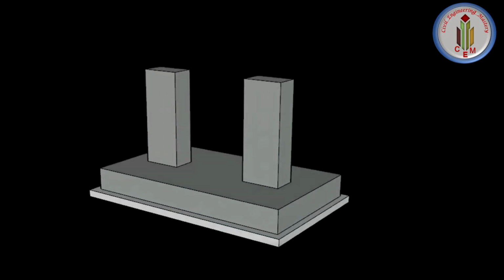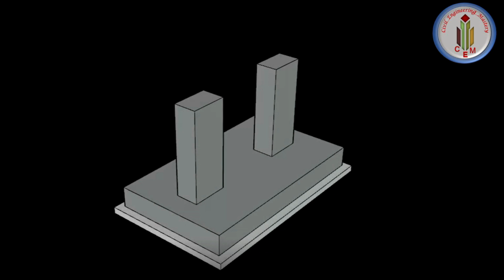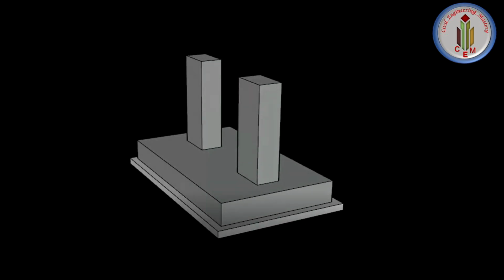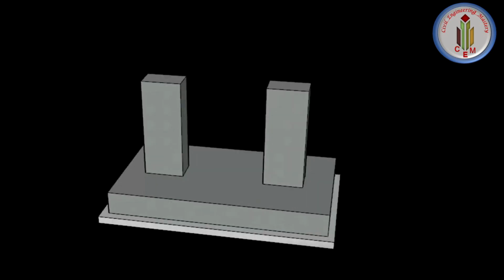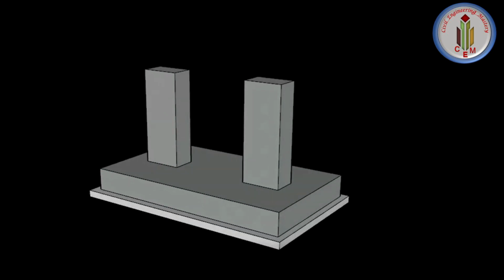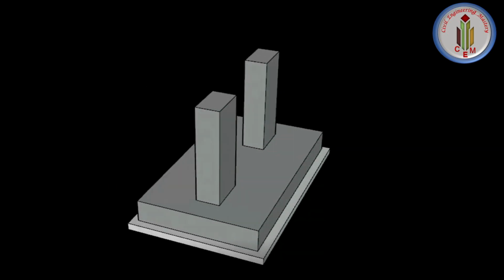A footing that supports 2 or more columns is called a combined footing. So till now we have discussed isolated footing, which supports only one column. Here the footing supports 2 or more columns, and that is called combined footing. This may be rectangular or trapezoidal in plan. It is provided when columns are close to each other and their individual footings overlap.